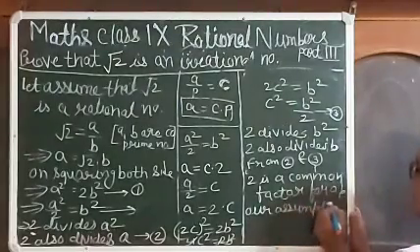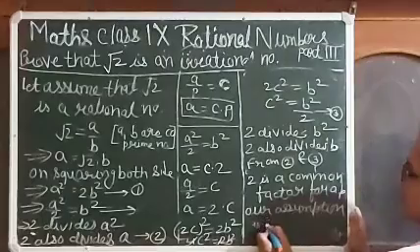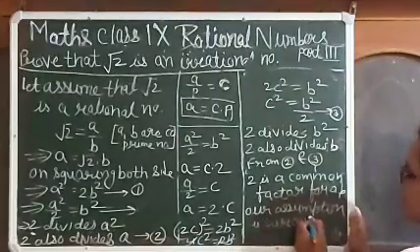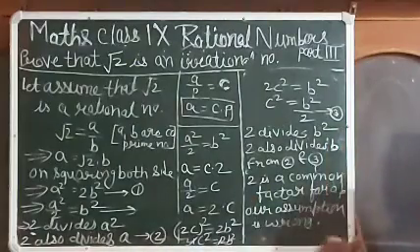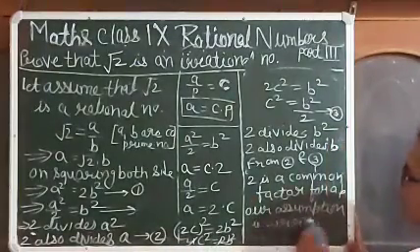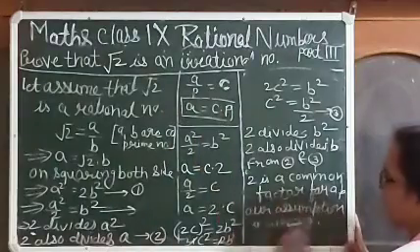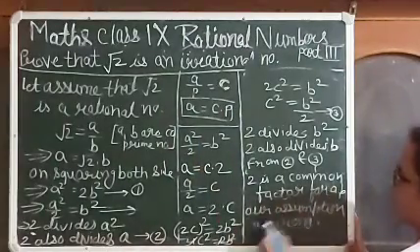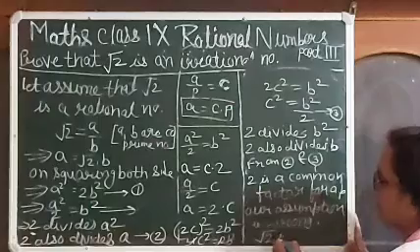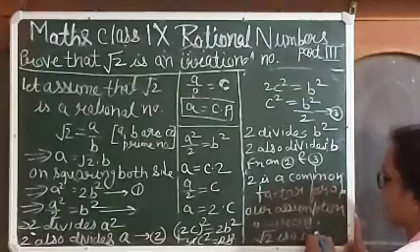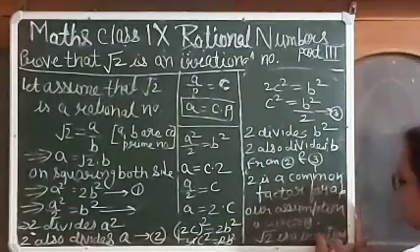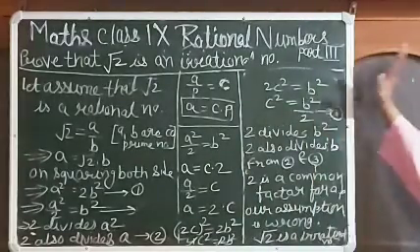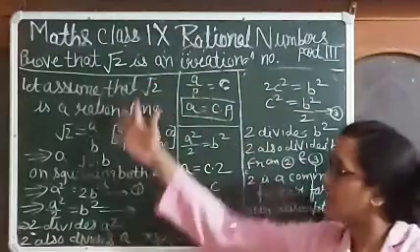What was our contradiction? That root 2 is a rational number. Our assumption is wrong. Therefore, we can say that root 2 is an irrational number. Get it, students? That's why I explained this before the proof.